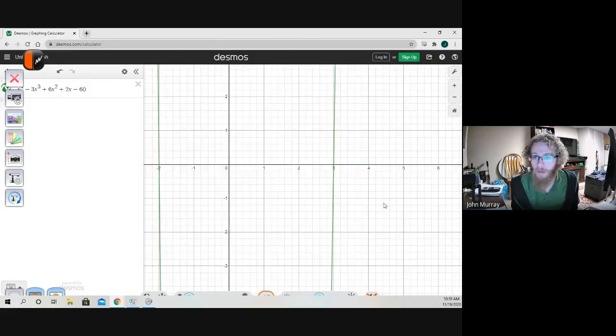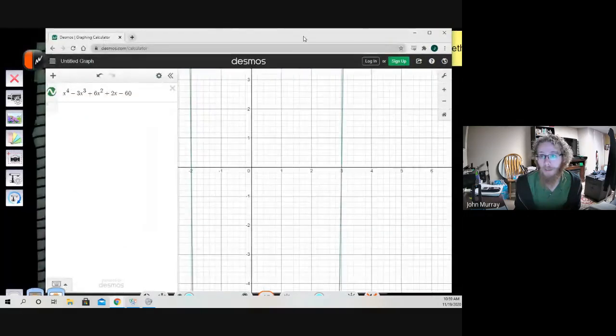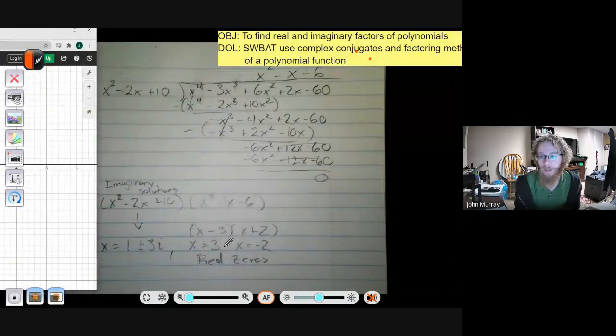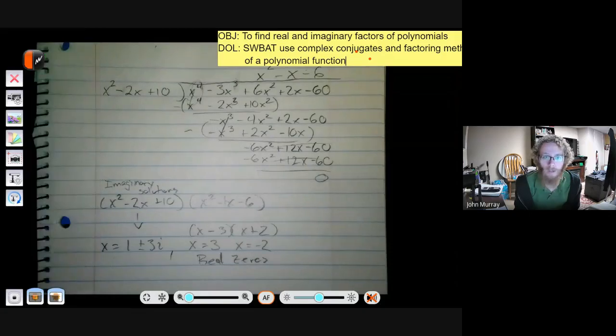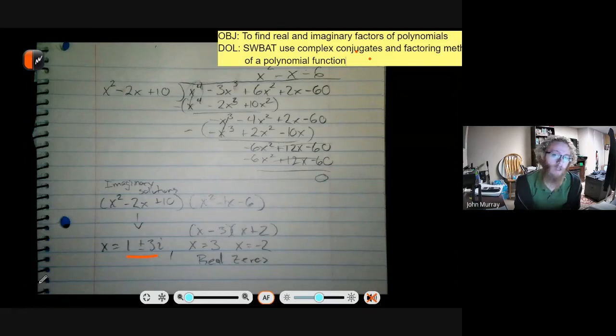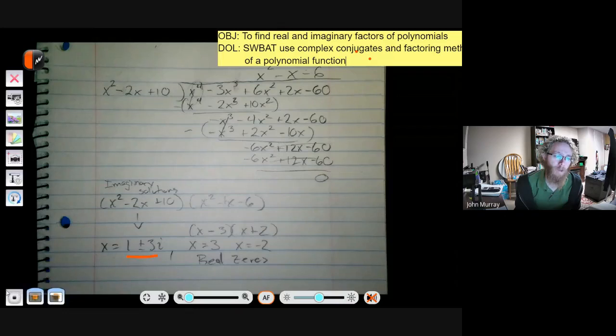And where does it cross? At negative 2 and 3. All right, so those were the real solutions that we found. Negative 2 and 3. And then those other solutions are imaginary because they never cross the x-axis, at 1 plus 3i and 1 minus 3i. All right, any questions?